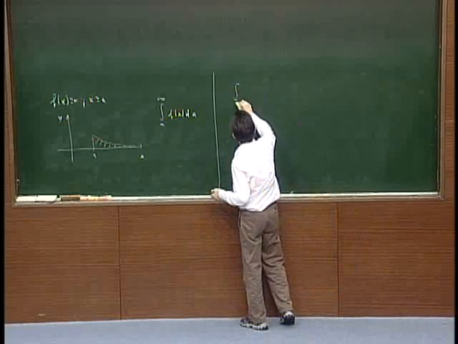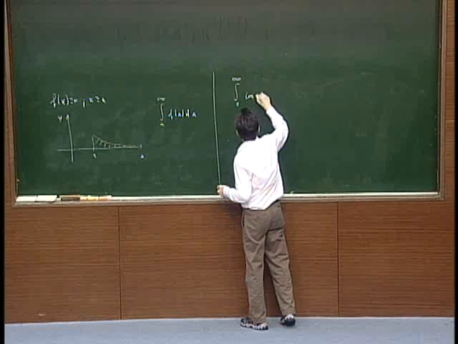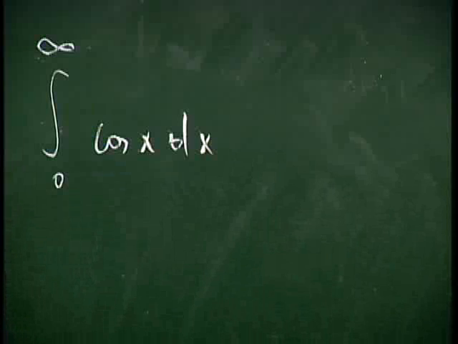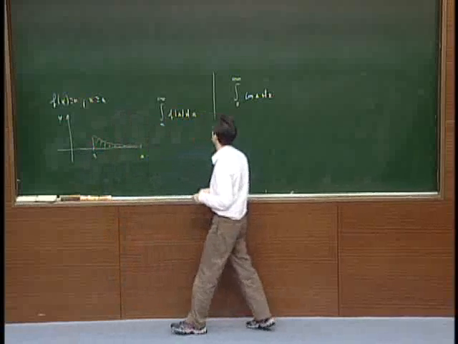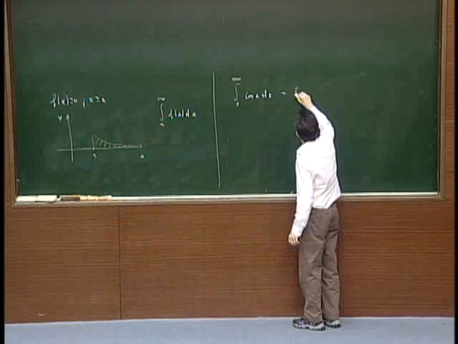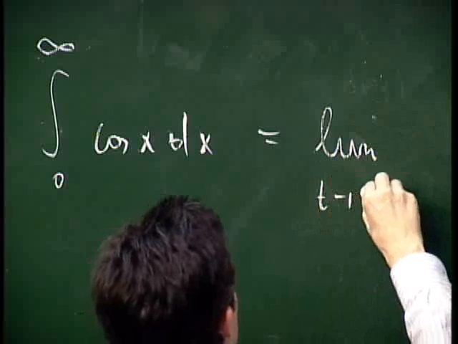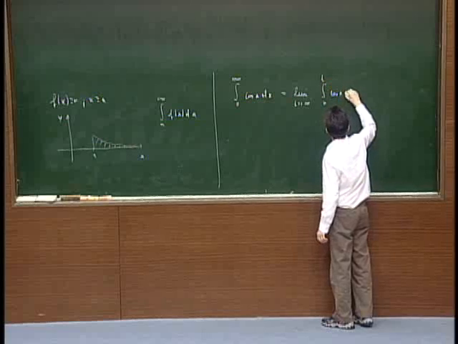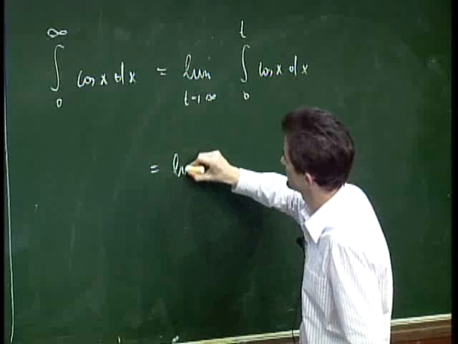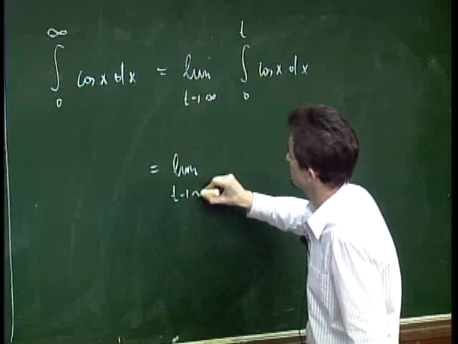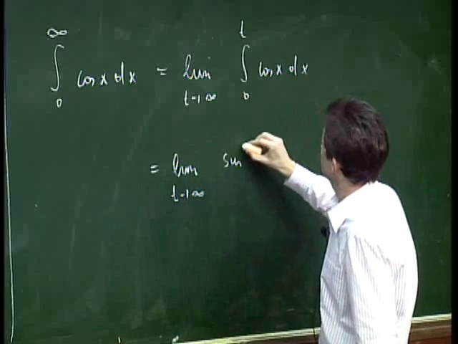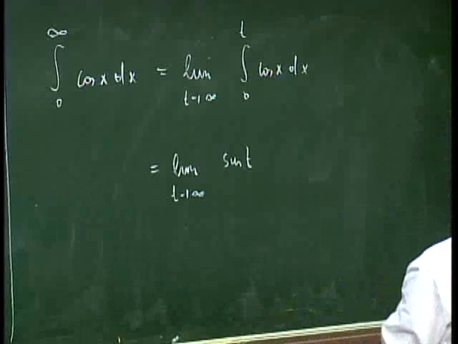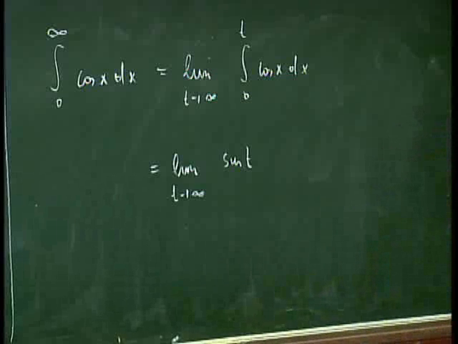For instance, a very easy example is this one. Because this function is not larger or equal than 0, you cannot interpret this as an area. So by the definition, this is the limit as t tends to infinity of the integral from 0 to t of cosine of x dx, which is the limit as t tends to infinity of sine of t. And this limit does not exist. It's not equal to infinity.